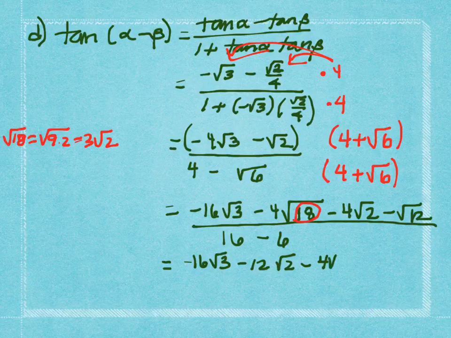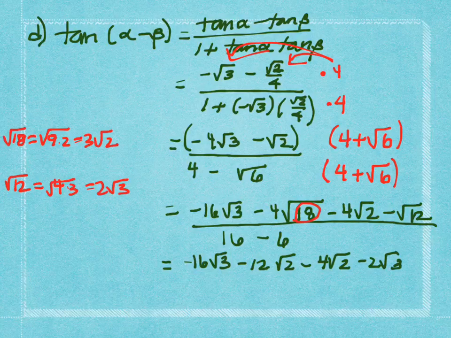My negative 4 square root of 2, that one also cannot change, but the square root of 12 can. So what's square root of 12 going to become? 2 square root of 3. Right, so this is 4 times 3. So I've got minus 2 square roots of 3, which becomes much friendlier because I can combine the square roots of 3 and I can combine the square roots of 2, right? And then this is all over 10.